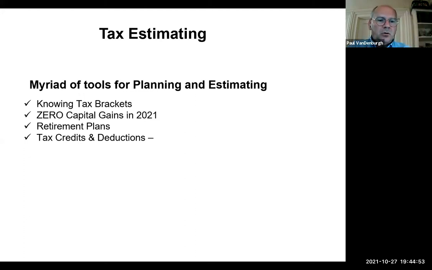It has a relatively low threshold for adjusted gross income. I'm going to say it's less than $60,000 on a married filing joint return. It may even be less than that, like $40,000 on a single person.